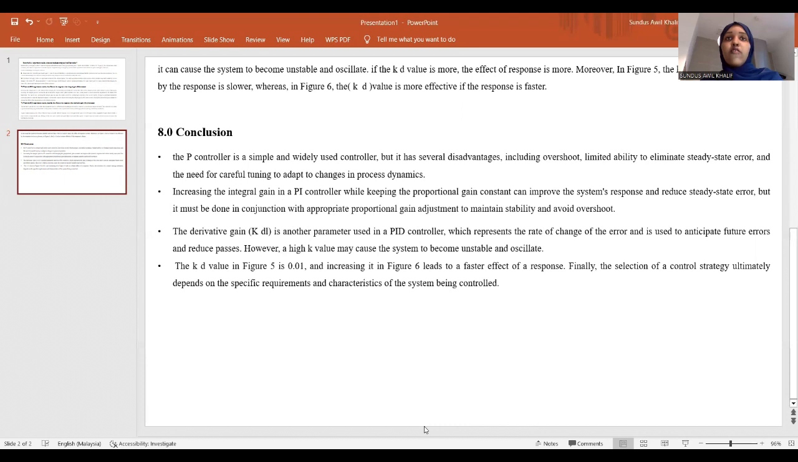However, a high KD value may cause the system to become unstable and oscillate. The KD value in figure 5 is 0.01, and the increase in figure 6 leads to a faster response. Finally, the selection of the control strategy ultimately depends on the specific requirements and characteristics of the system being controlled.